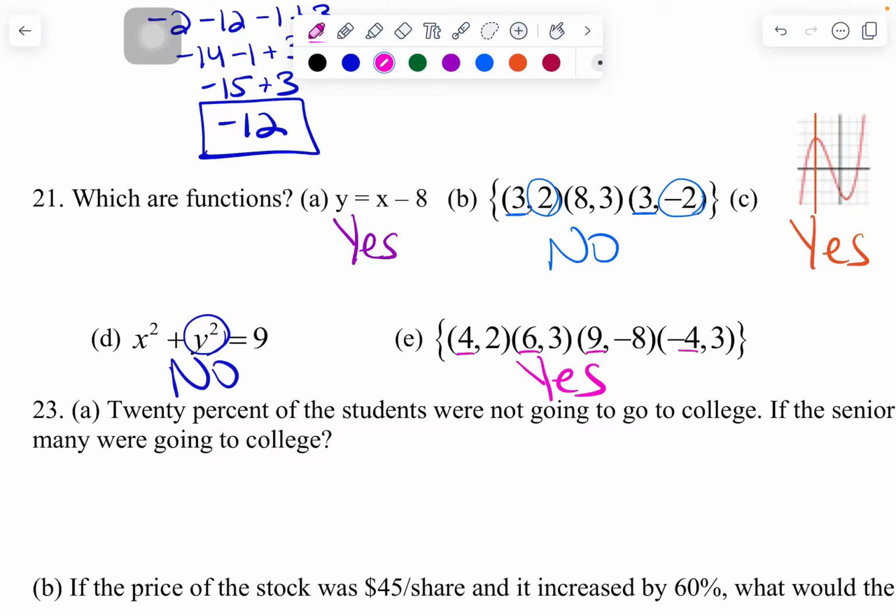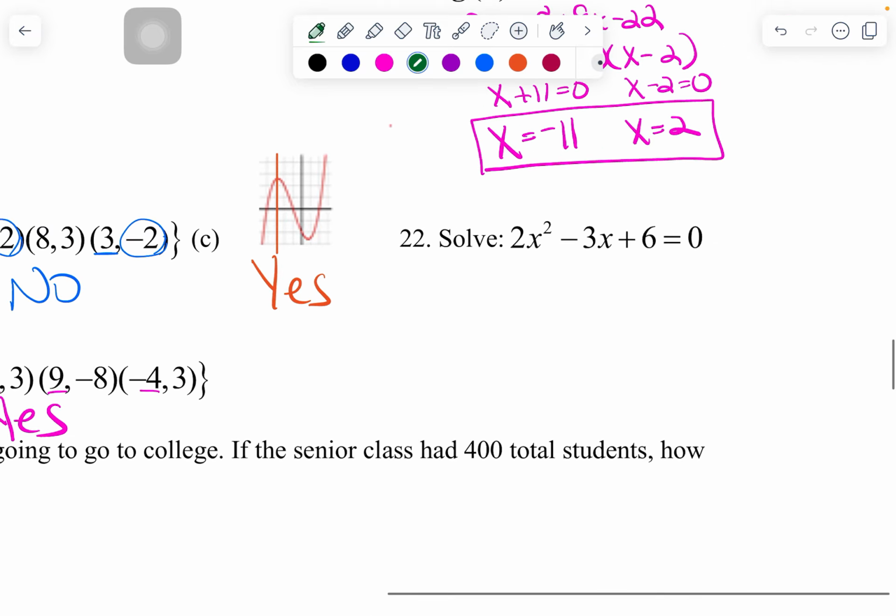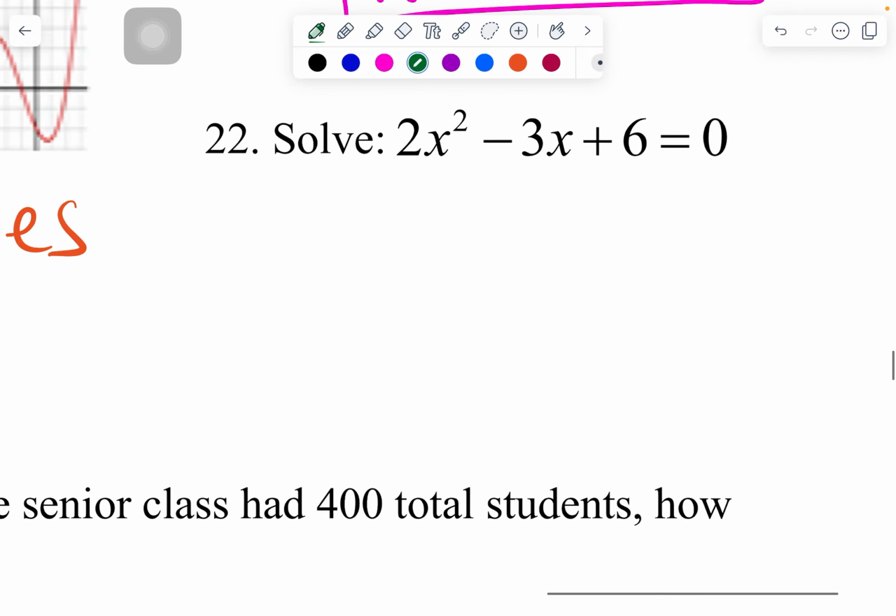So question number 21, which are functions? That would be part A, part C, and part E represent functions. B and D do not. Okay, moving on to question number 22. You are asked to solve this.